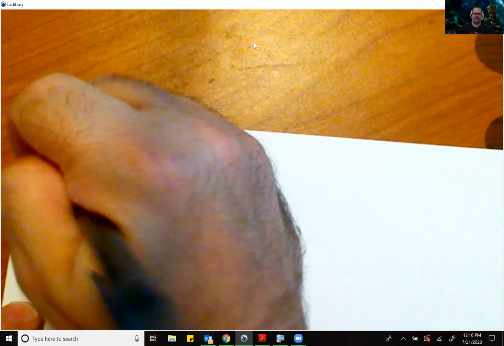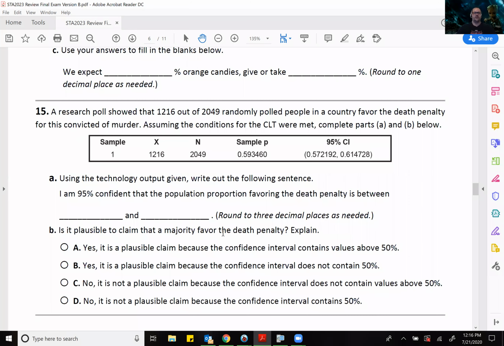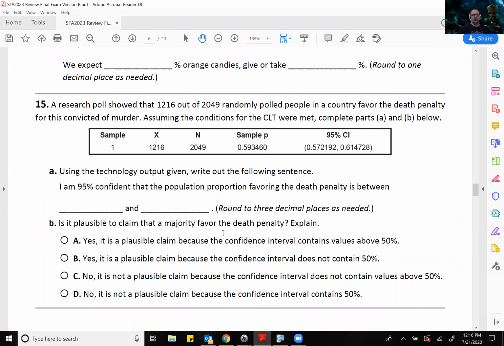All right. Number 15. Let's jump down to this guy. Okay. So it says a research poll showed that 1,216 out of 2,049 randomly polled people in a county favored the death penalty for this conviction of murder. All right. So it says, assume the conditions for CLT are met. Great. Makes life easier for us. Okay. Complete parts A and B.